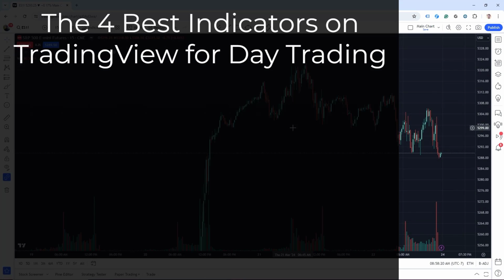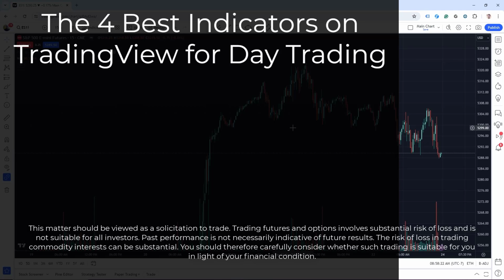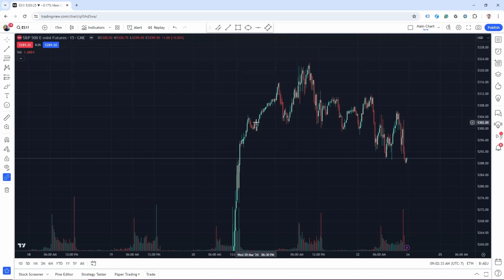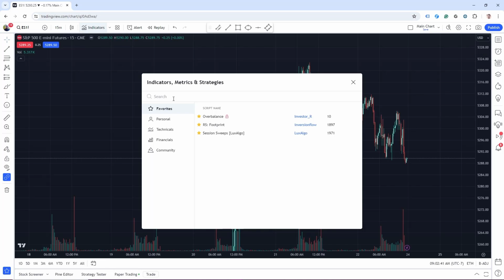Everyone, in today's video, we are going to go over the 4 best indicators on TradingView for day trading. The first thing that we'll need to do in order to access indicators on TradingView is to pull up a chart. We'll come up here to indicators, click on that, and then we can search for any desired indicator here.